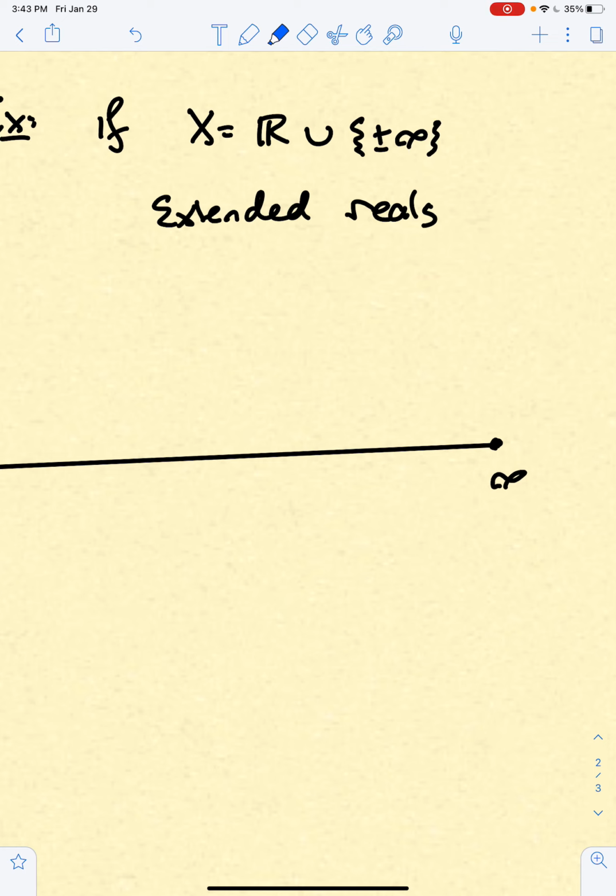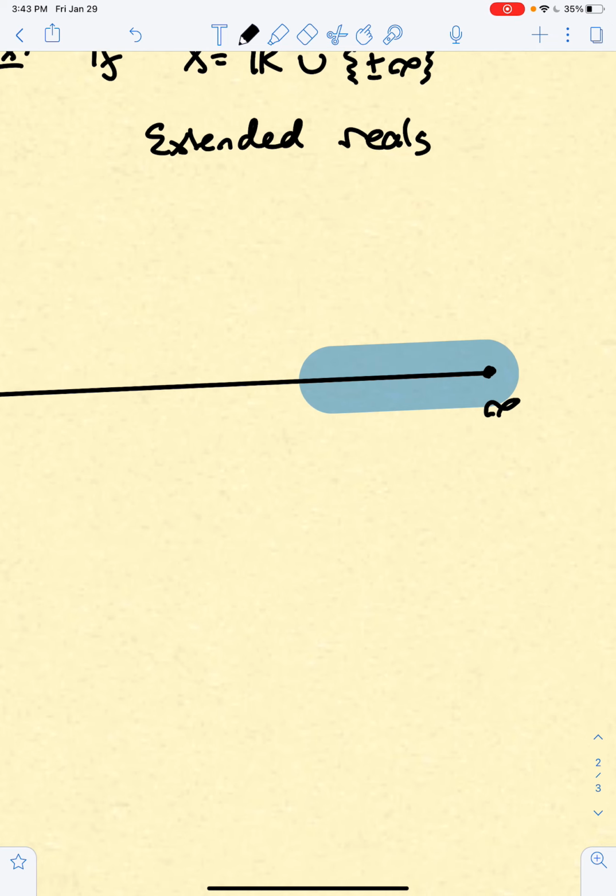So now I just say, well, what's a neighborhood of positive infinity? Or what's an open set containing positive infinity? I think I've already defined neighborhood. It's just some set of the form, some real number, infinity.